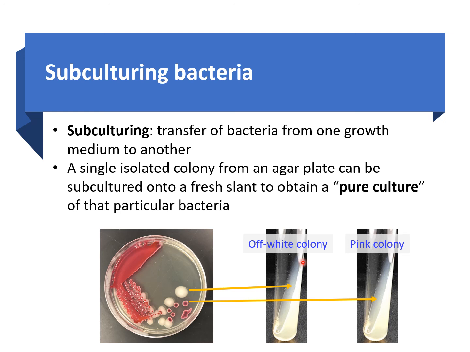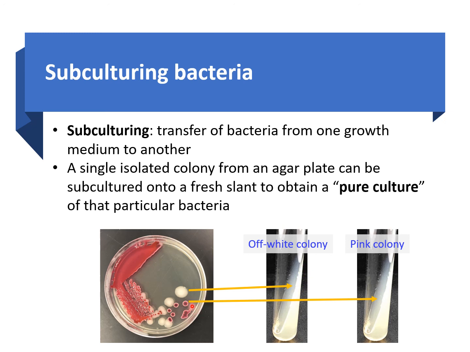And when you transfer it over to another medium, what do we call that? We call that subculturing. And why are we doing that step? Why do I want to subculture that white colony? Because if you get only white colonies on that plate, then great. You now have a pure culture of that white colony, and you have it on your slant.